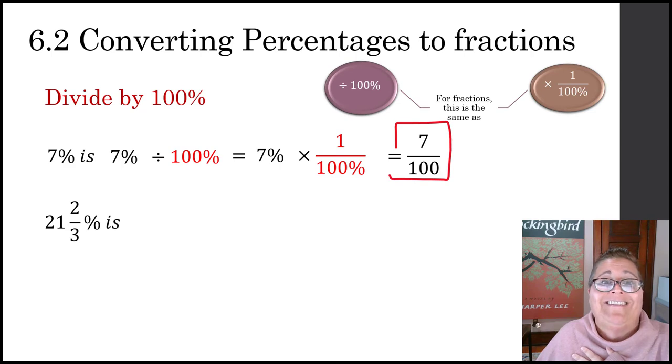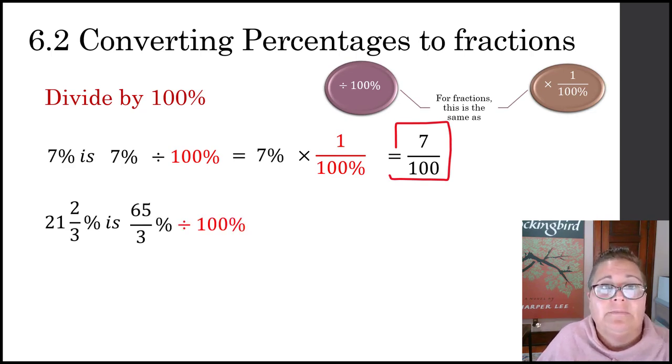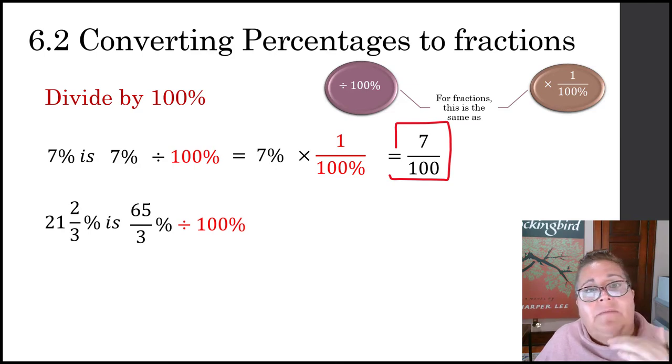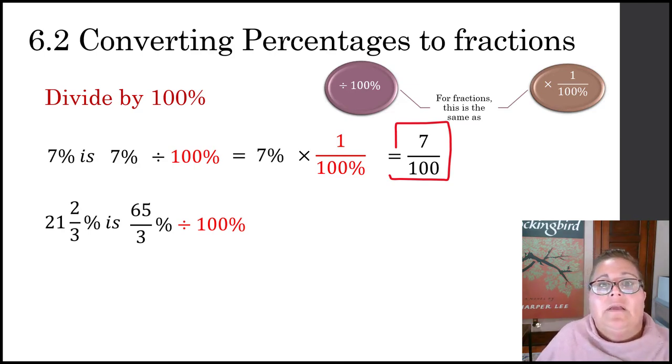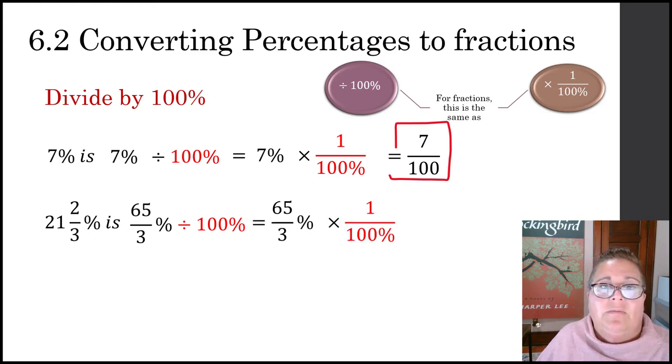When I add 2, I get 65. So this is 65 over 3 as a percent. And I'm going to divide that by 100%. Now, dividing by 100% is the same as multiplying by 1 over 100%. So I have 65 over 3% times 1 over 100%.